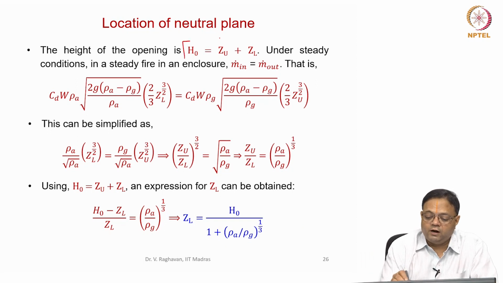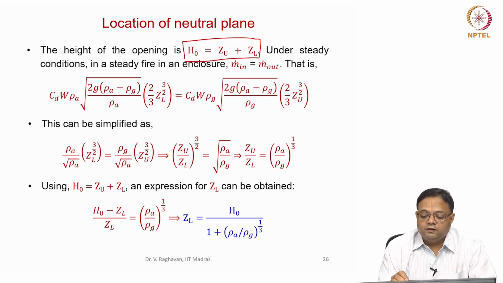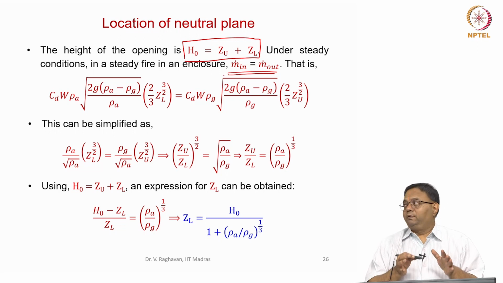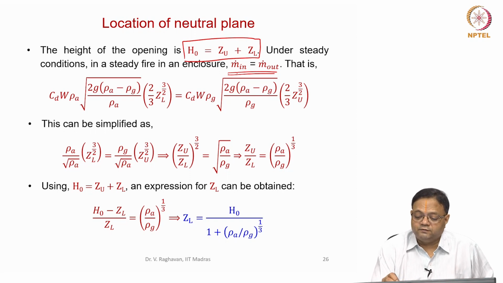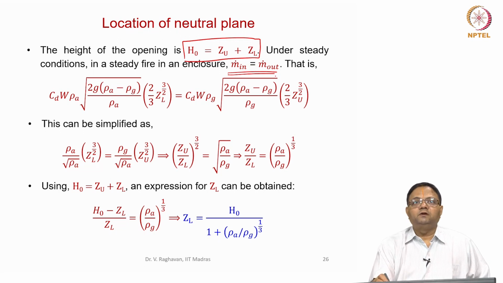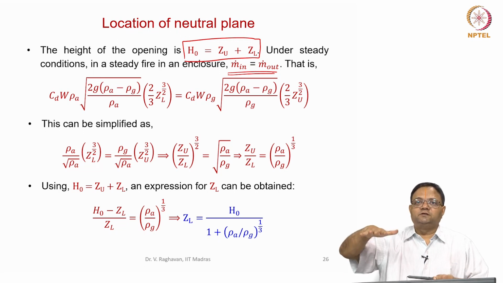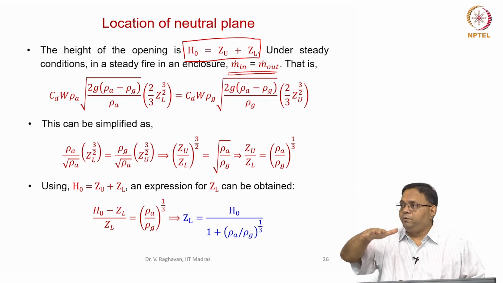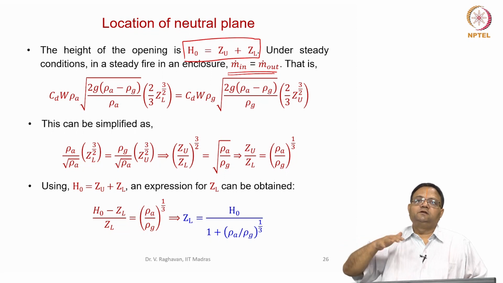Now we know that the total ventilation height H naught is Zu plus ZL. Under steady conditions, when the fire is burning in a steady state, the mass flow rate of the gas going out will equal the mass coming inside. Or else what happens? The neutral plane itself will change, correct? If the outgoing mass increases and incoming mass reduces, the neutral plane itself will try to change its position.